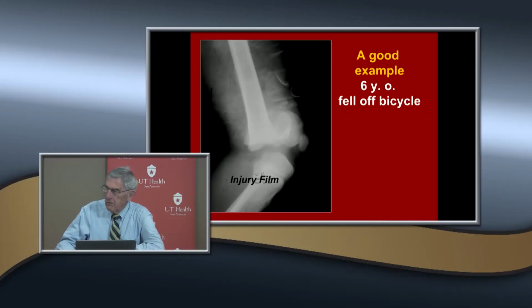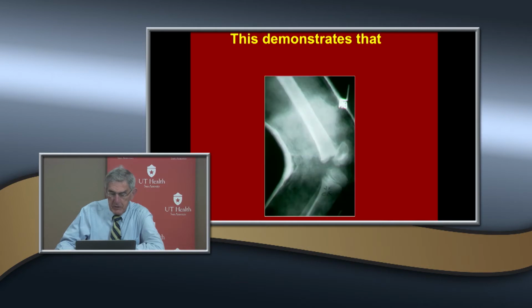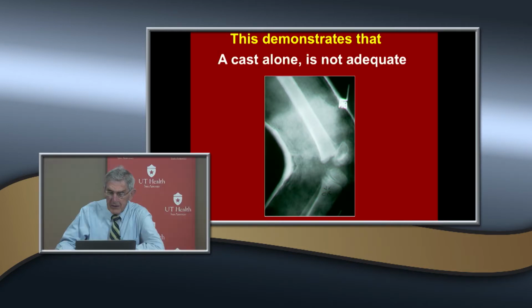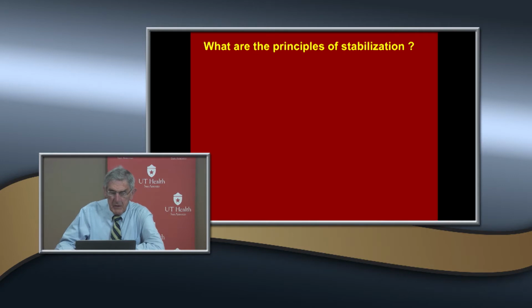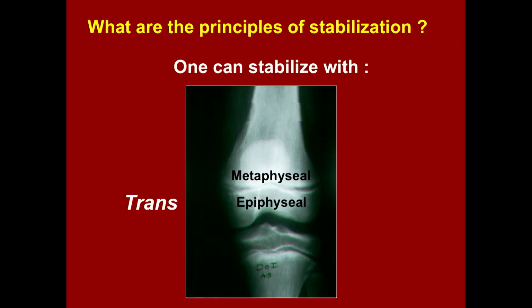And you think you can do sedation. So what's the fracture pattern? You just told me it's anterior posterior. And so you think you can just put it in a cast. What happened? Didn't hold it. No. So a cast alone is not adequate. So one can stabilize it with transmetaphyseal screws or transepiphyseal screws if you have enough separation in the sagittal plane.